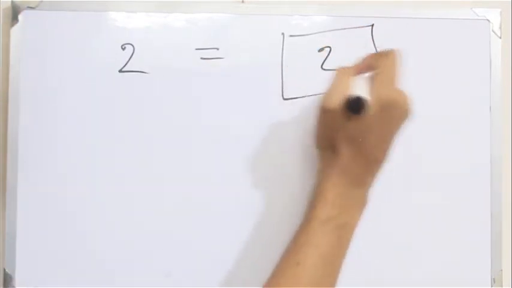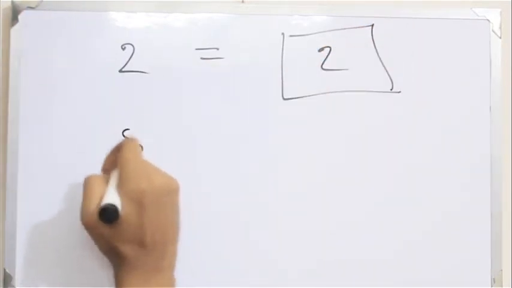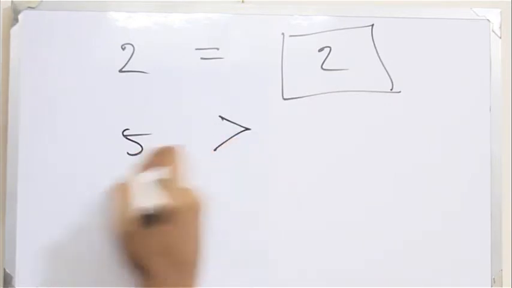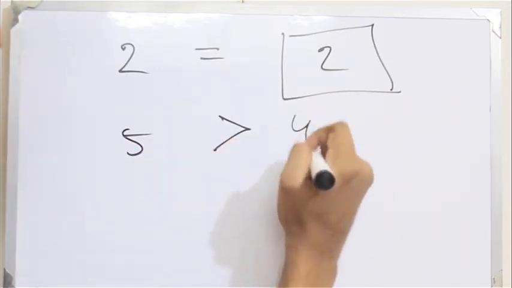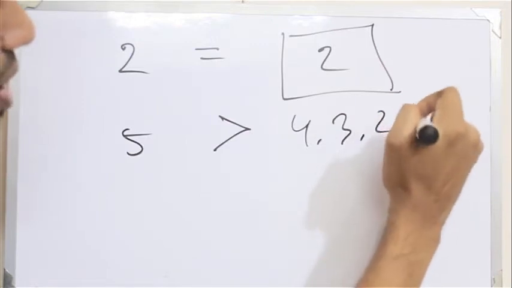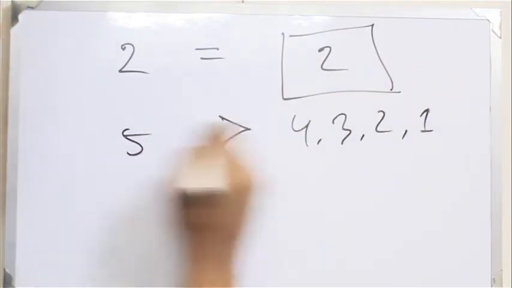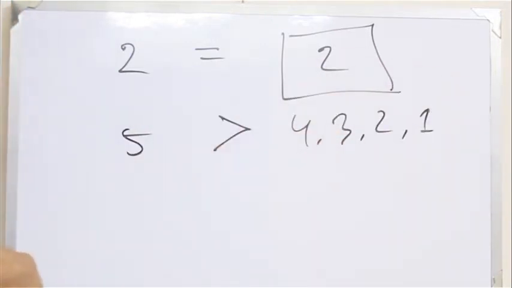2 equals 2. 5 is greater than any number, like it could be 4, 3, 2, 1. It could be any number. 5 is greater than this 4 number, right? So they could write any of this.